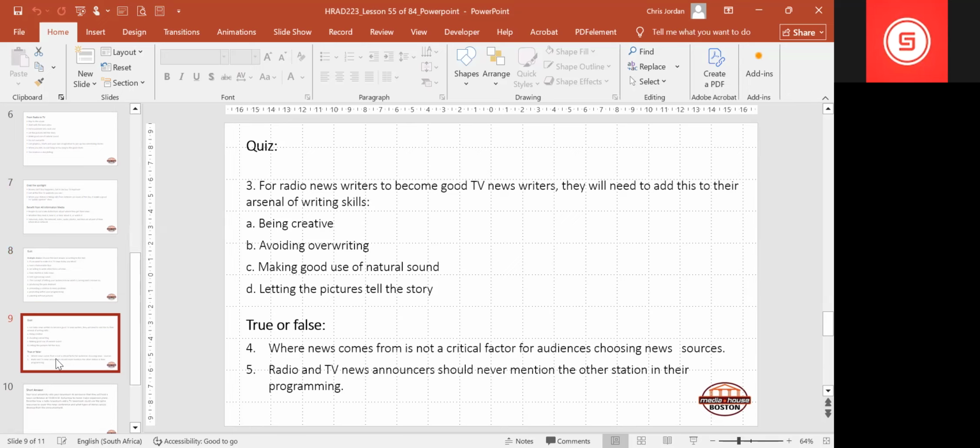Okay. For radio news writers to become good TV news writers, they'll need to add this to their arsenal of writing skills: being creative, avoiding overwriting, making good use of natural sound, letting the pictures tell the story.